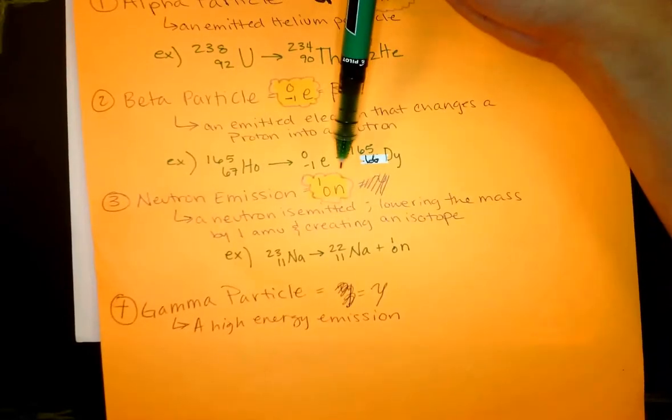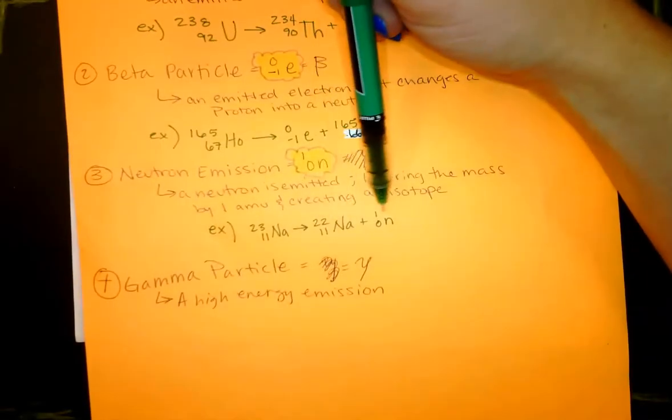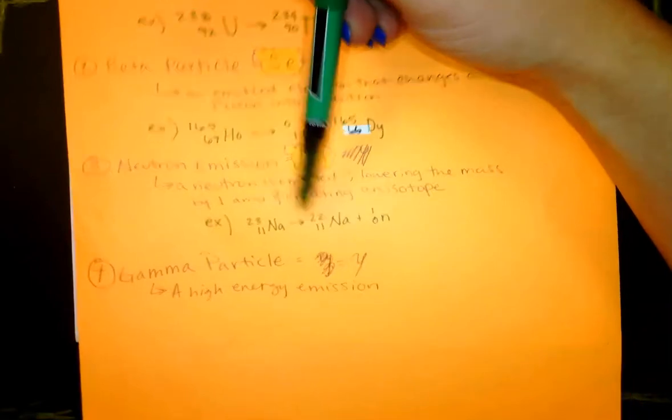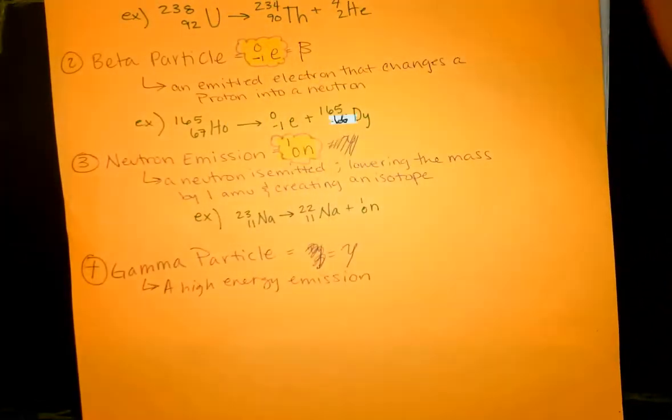All right, and then a neutron emission. I shoot out a neutron, so my mass decreases by 1. I go from 23 to 22. And then you have a gamma particle, which is a high energy emission, and it's just energy. It doesn't have any kind of mass. Okay?